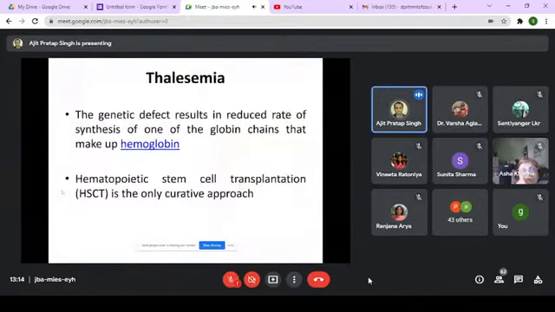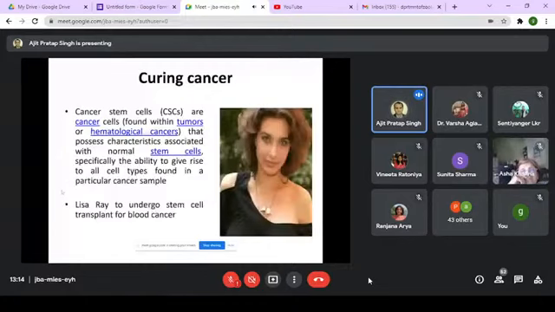Thalassemia is a very important genetic disorder, and most people used to diagnose it before implantation, because there is a loss of synthesis of one of the globin chains that make the hemoglobin, and it can be treated only with the stem cell, the hematopoietic stem cell. Cancer can also be cured with stem cells. Lizare got the stem cell therapy, underwent a stem cell transplant for blood cancer, and she was cured with this.